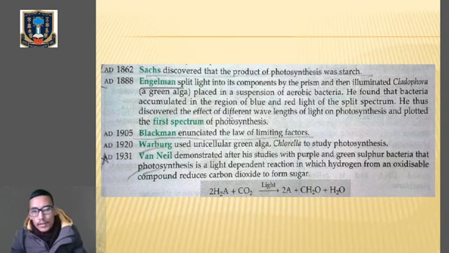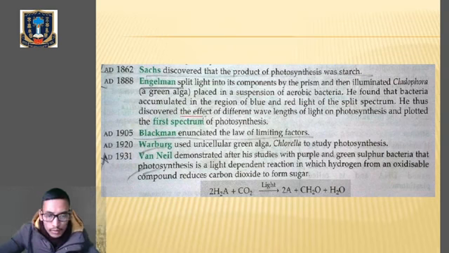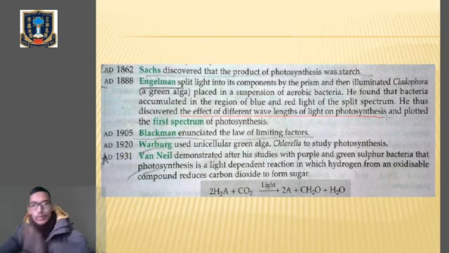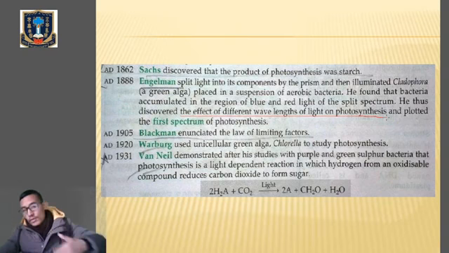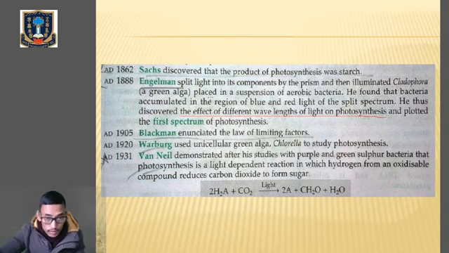Now the second one we will learn about is starch. He discovered that the product of photosynthesis was starch. Engelmann, what was the role of Engelmann? He discovered the effect of different wavelengths of light on photosynthesis. This we will discuss afterwards. We will go through the light harvesting complex in photosynthesis and discuss it in another class also. So Engelmann discovered the effect of different wavelengths of light on photosynthesis.